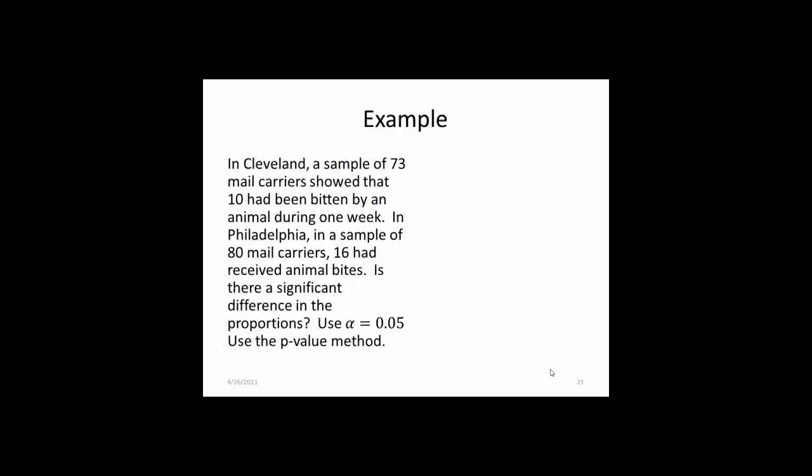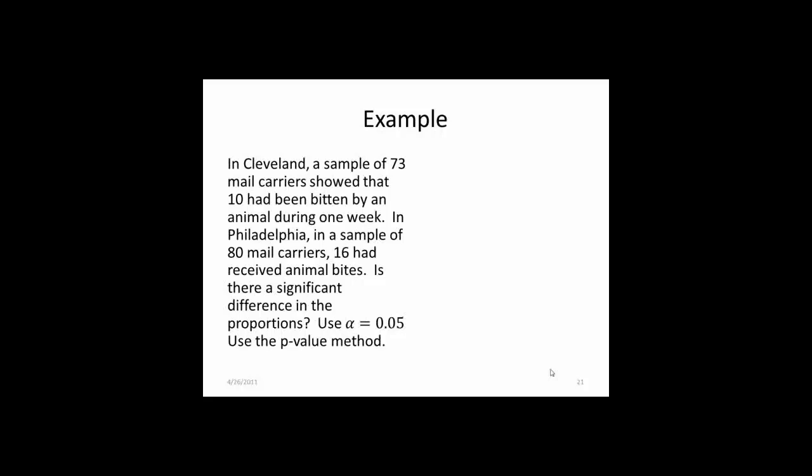In Cleveland, a sample of 73 mail carriers showed that 10 had been bitten by an animal during 1 week. In Philadelphia, in a sample of 80 mail carriers, 16 had received animal bites. Is there a significant difference in the proportions? Let alpha equal 0.05, and we will use the p-value method.